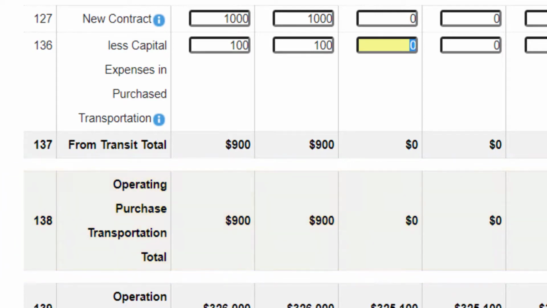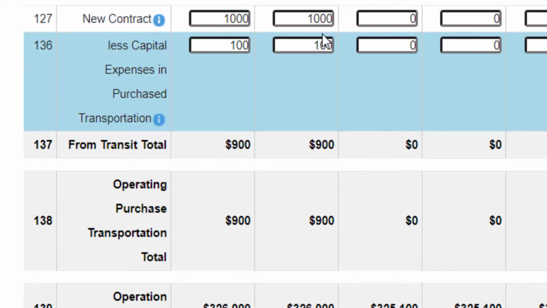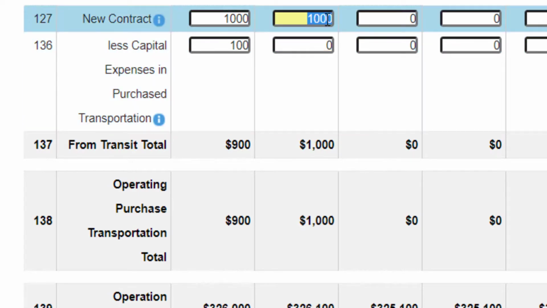To adjust the number for expenses in each month, type in the new number and the calculations will update automatically. Keep in mind that data will save while you enter it in the white cells.